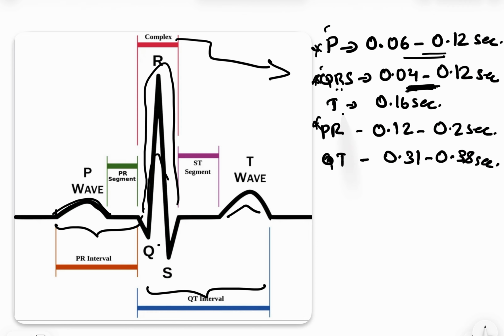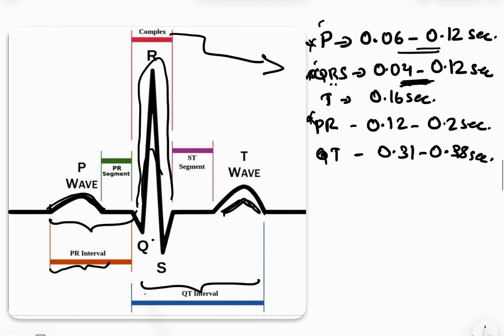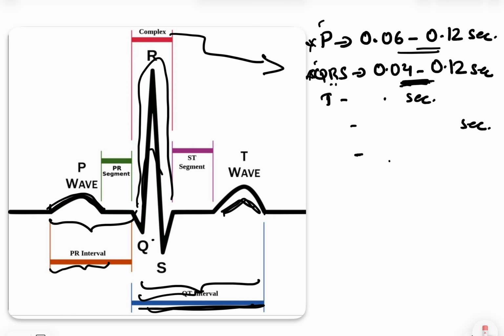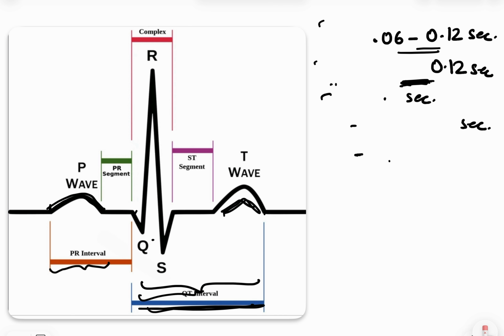And the T wave takes 0.16 second, and PR takes 0.12 to 0.2 second, and the QT takes the most time, 0.31 to 0.38 second. QT takes the most time in an ECG. So we have to learn it by heart, make sure that you remember it all the time. Okay, I'll tell the numbers again so that you won't forget.